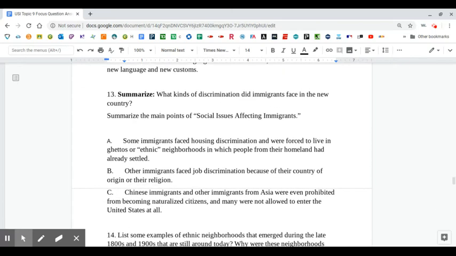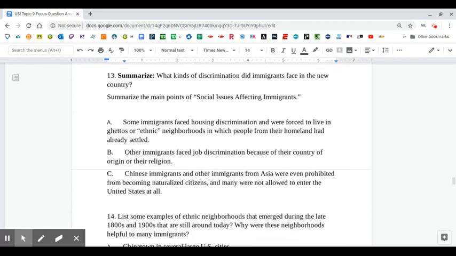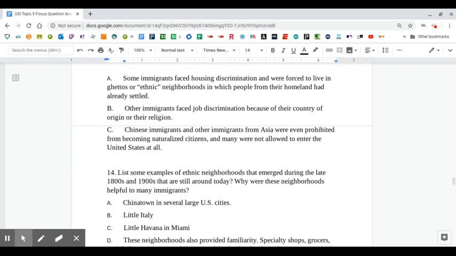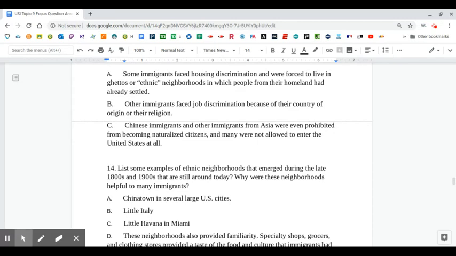13, what kind of discrimination did immigrants face in their new country here in the United States? Some immigrants faced housing discrimination, were forced to live in ghettos or ethnic neighborhoods. Others faced discrimination in the workplace because of their country of origin or their religion. Asian immigrants were prohibited from becoming naturalized citizens in some cases and were not allowed to enter the United States at all in some instances.